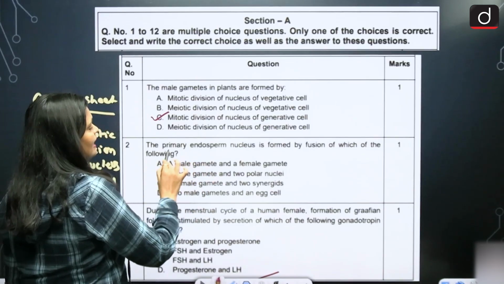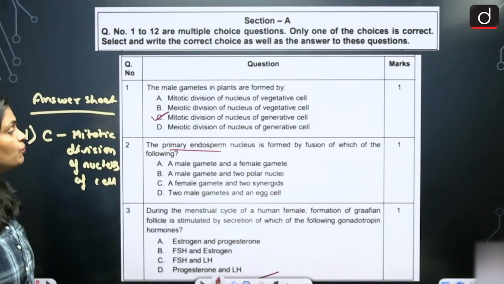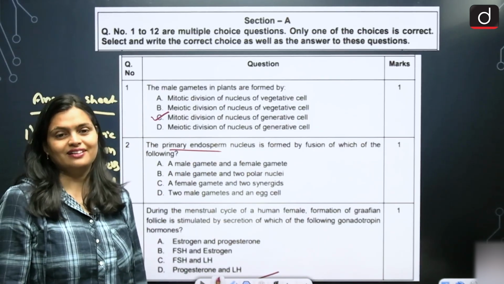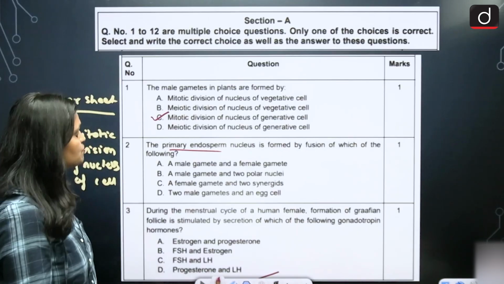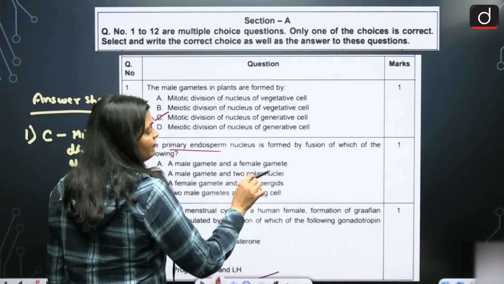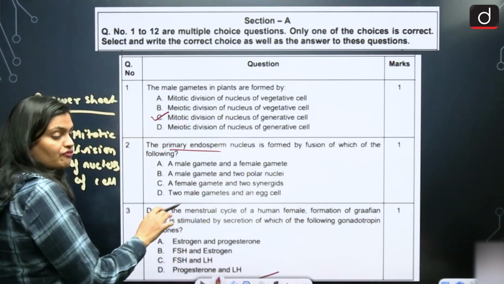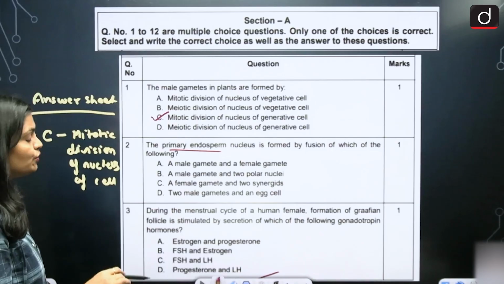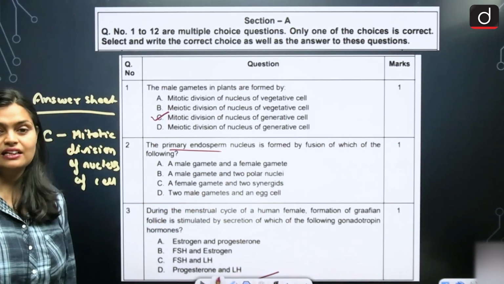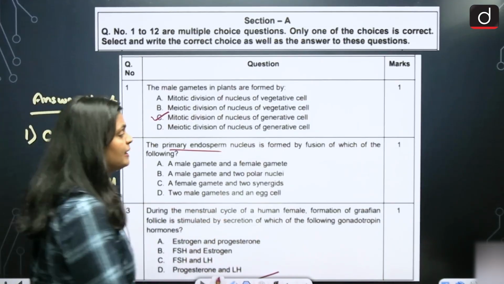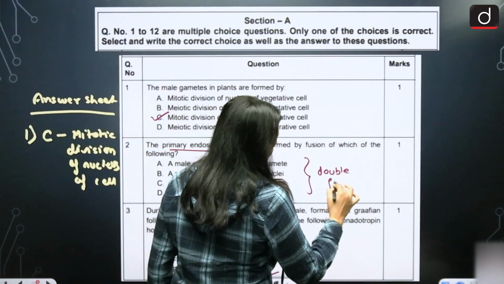The primary endosperm nucleus is formed by fusion of which of the following? Primary endosperm. When will you get this primary endosperm? A male gamete and a female gamete, a male gamete and 2 polar nuclei, a female gamete and 2 synergids, 2 male gametes and an egg cell. So remember, this question is based on your double fertilization. Okay?